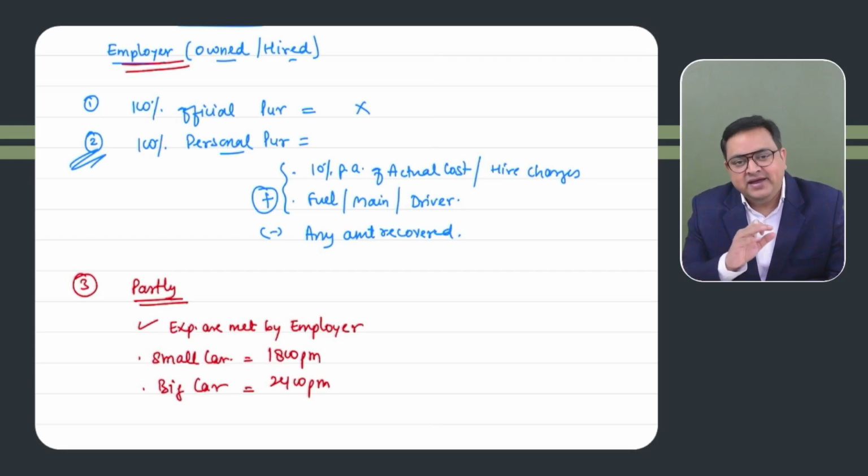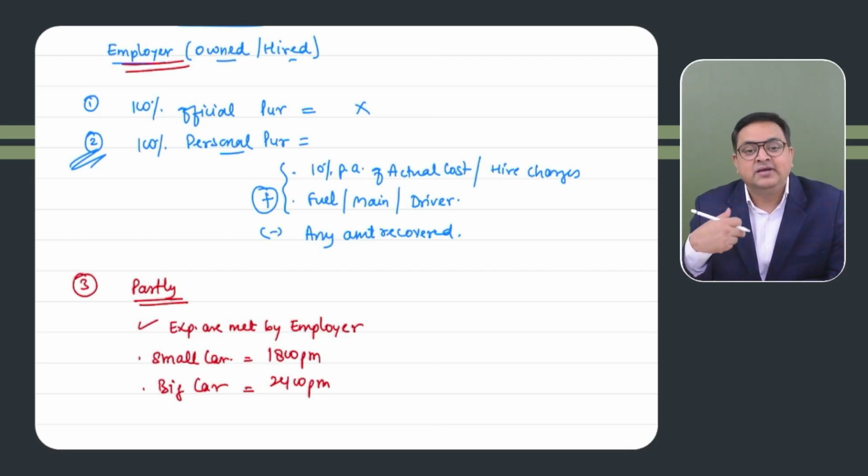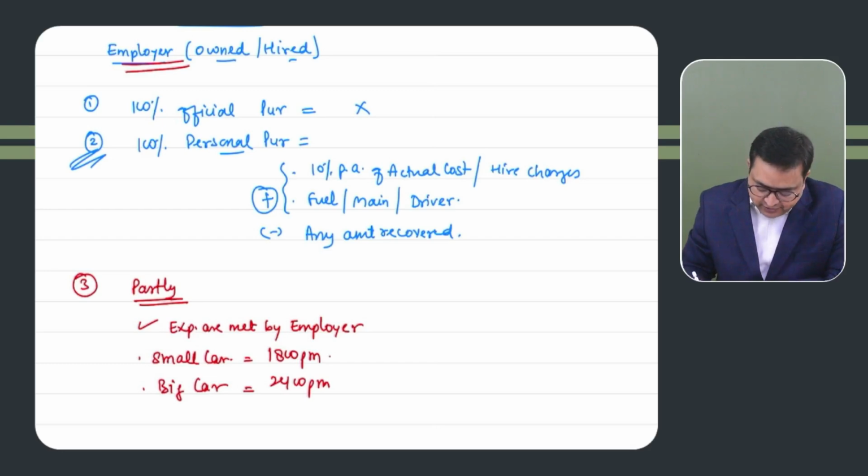It's a fixed limit, 1800 per month or 2400 per month. If a driver is additionally provided to you, please increase this limit by 900 per month. Again, for the driver. Got it? Are you able to recall this? Correct? And it is per month.